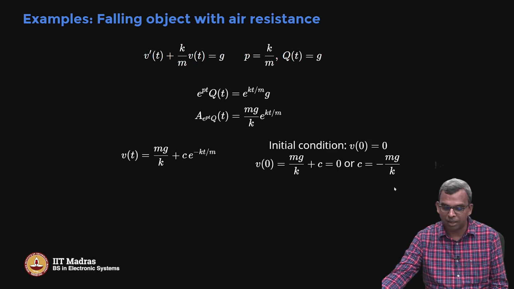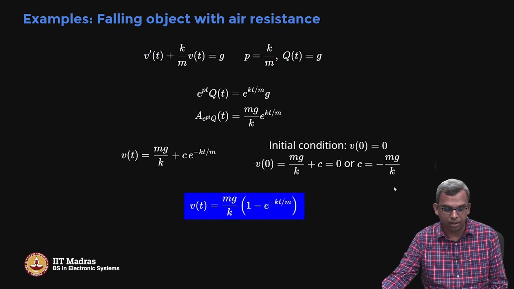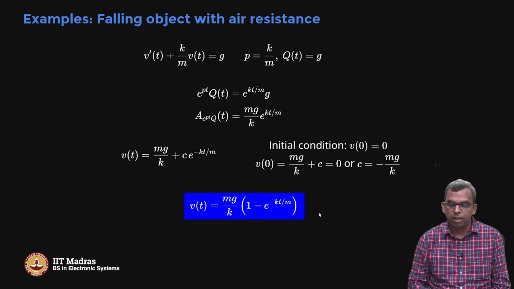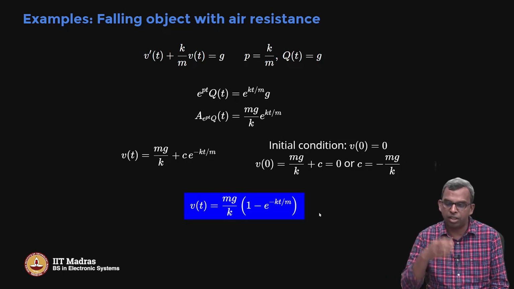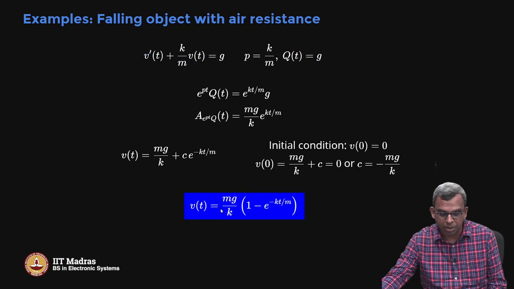Okay, so c is minus mg by k. So, you put these two together, you get v of t equals mg by k into 1 minus e power minus kt by m. Okay, see how easy it is. So, if you have the air resistance coefficient being k, acceleration due to gravity g, mass m, when it falls, v of t is mg by k into 1 minus e power minus kt by m.